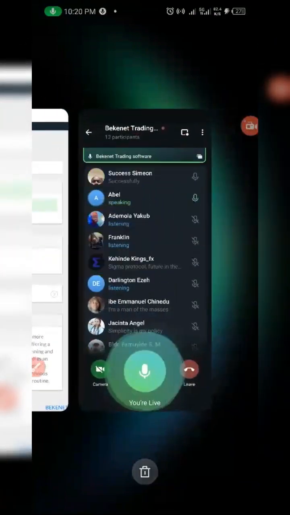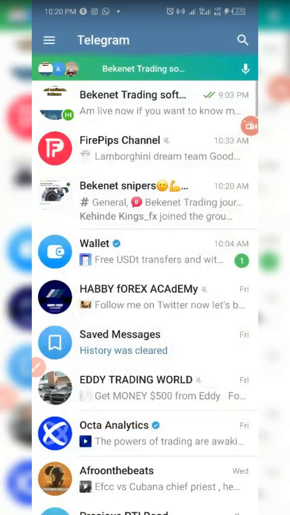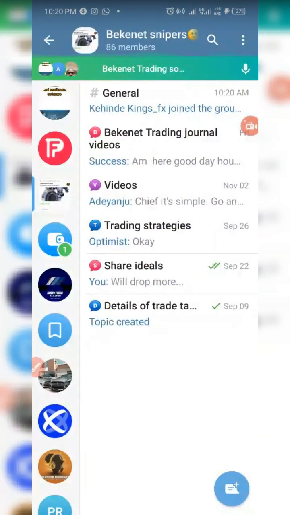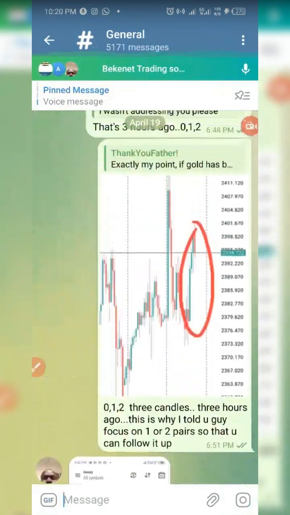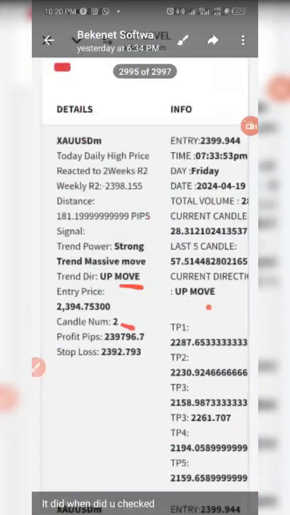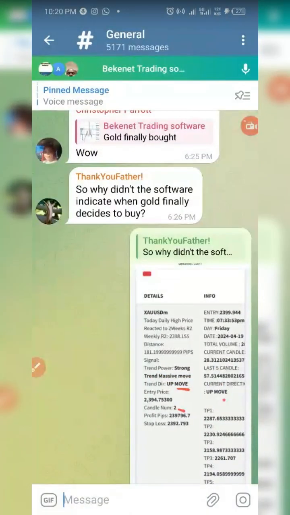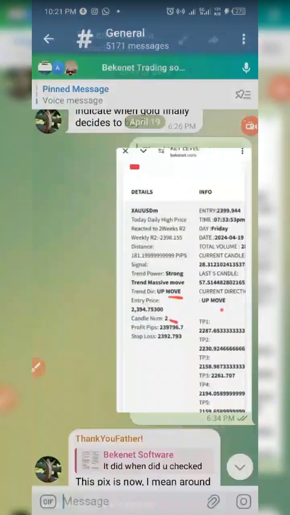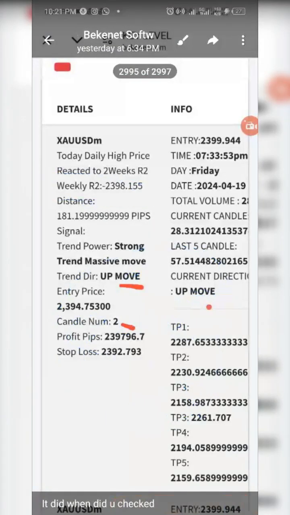So it's by the alert. Look at it, the alert came. It's by the alert, he gave the signal again. Let me show you guys something. This is our sniper group. This is where I entered again. When I screenshotted it for them, by then I had already entered. You understand? It was very sharp. It showed us an up move.